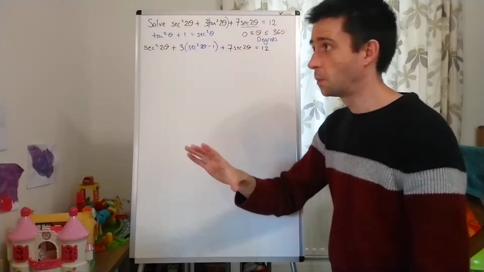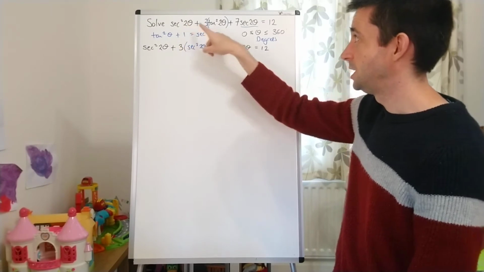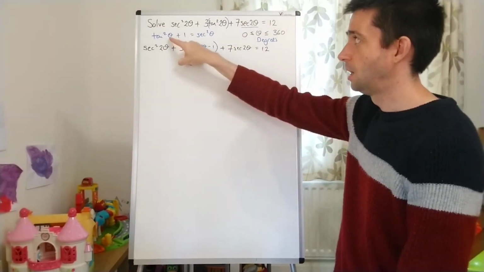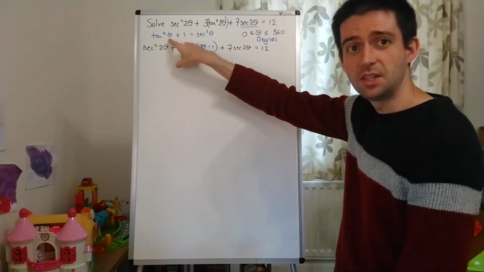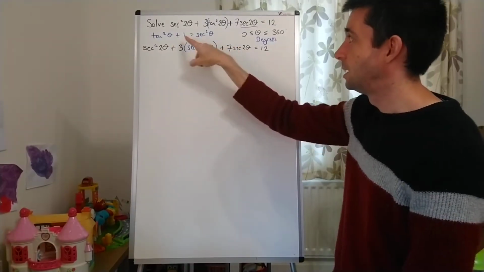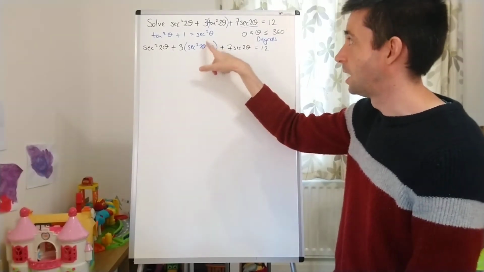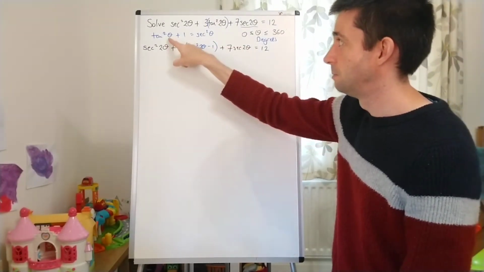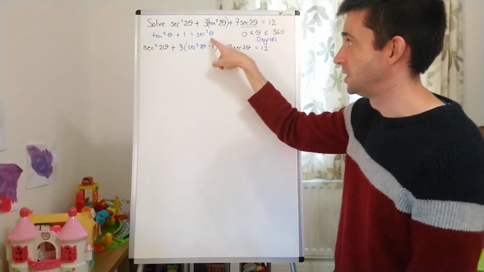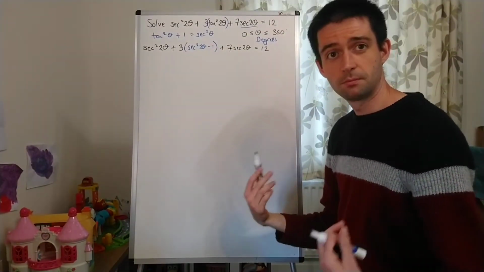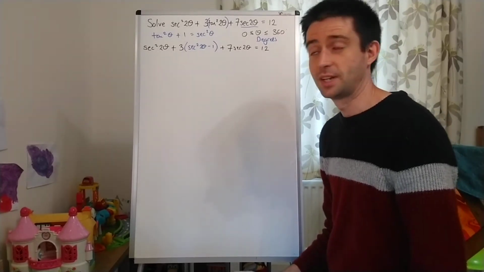Now, just a quick word, it's sec squared 2 theta, it's tan squared 2 theta. So with this identity here, whatever we have in place of theta here goes here, it does not affect this plus 1. So the fact that this is tan squared 2 theta means 2 theta here, 2 theta there. Okay. And then I'm going to expand and form a quadratic.